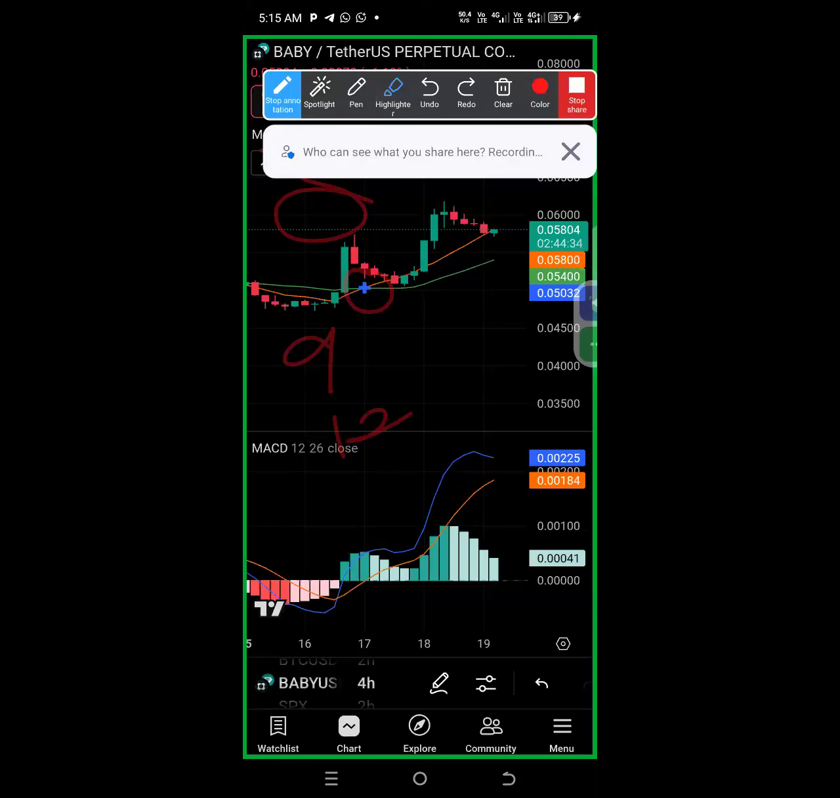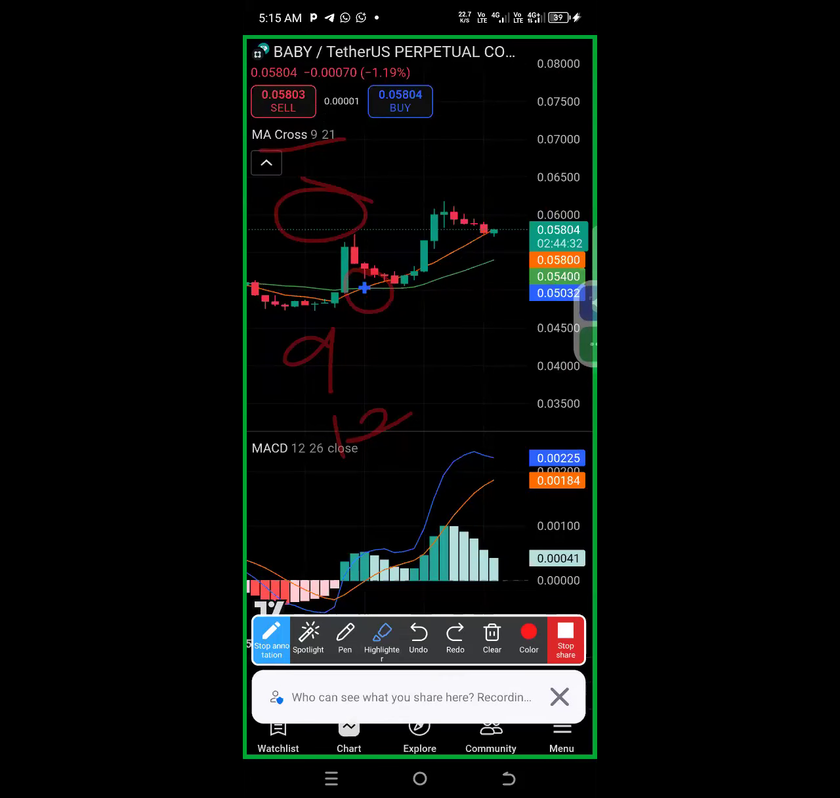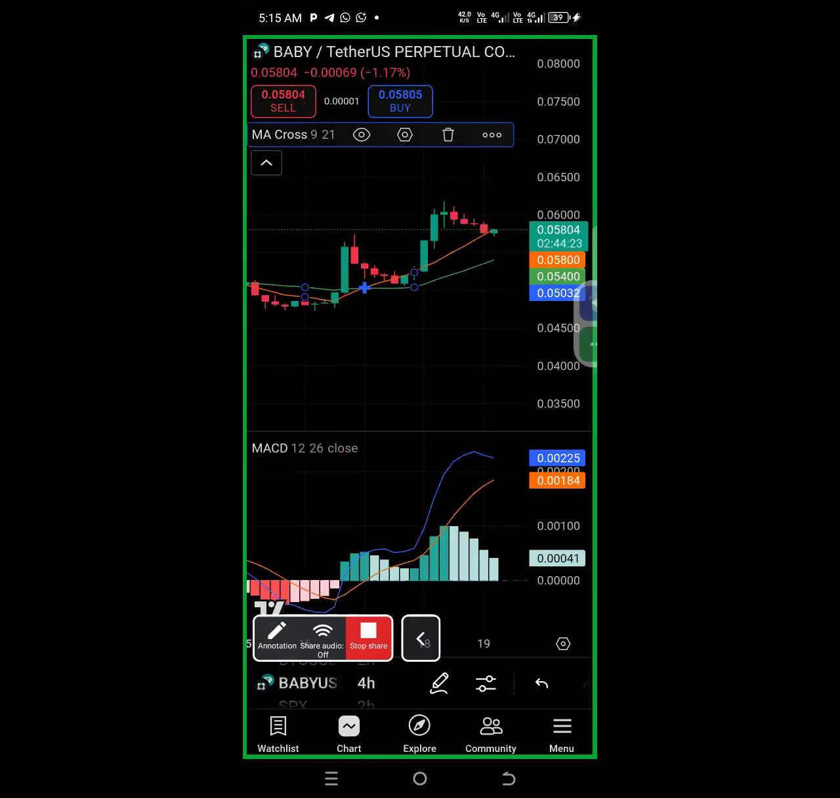Now, where can you identify the short-term moving average? Look at this cross. The short-term moving average is the 9 and the long-term is the 21, right? So over here, if we are to click on this, let's tap on settings.